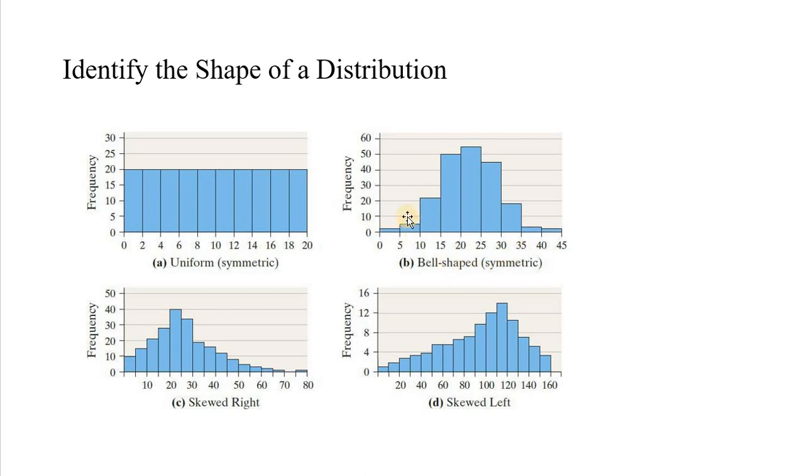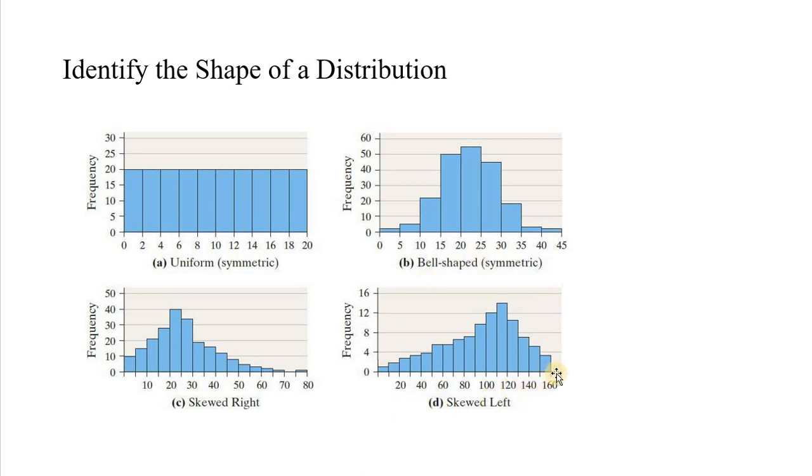The bulk of the data is exactly in the middle with almost equal tails to the right and to the left. This is skewed to the right: the bulk is to the left, and then the right tail is longer than the left tail, so this is skewed to the right.